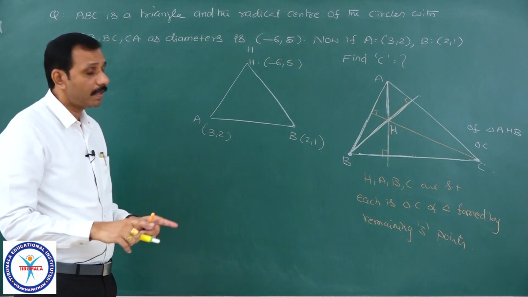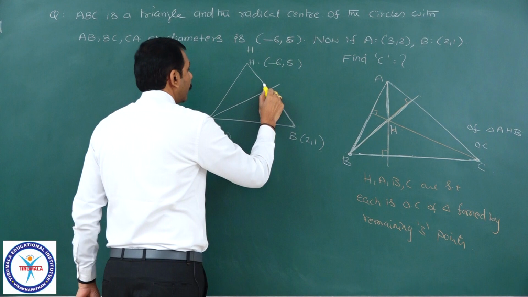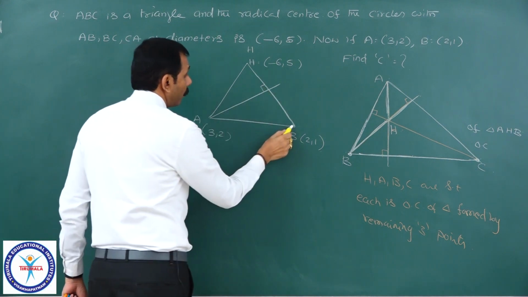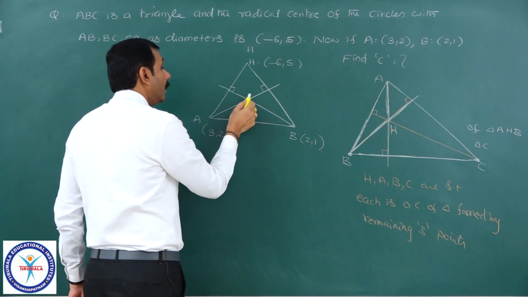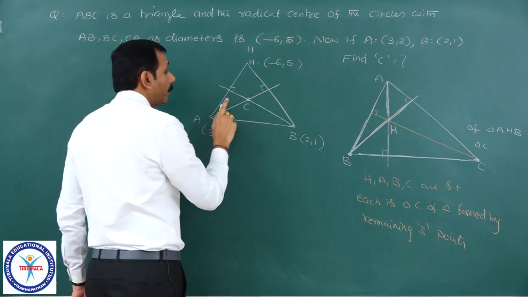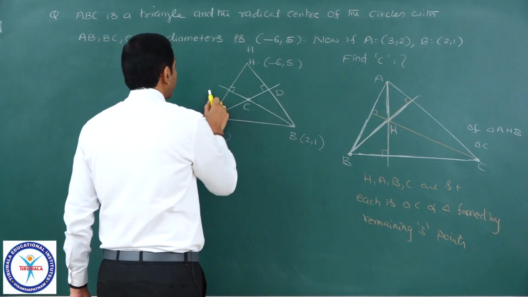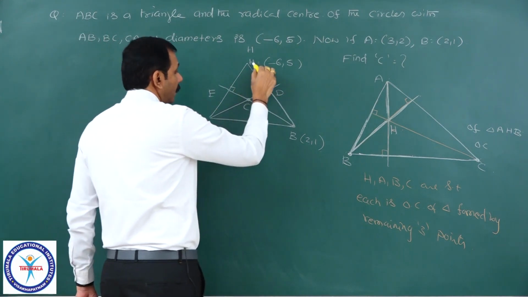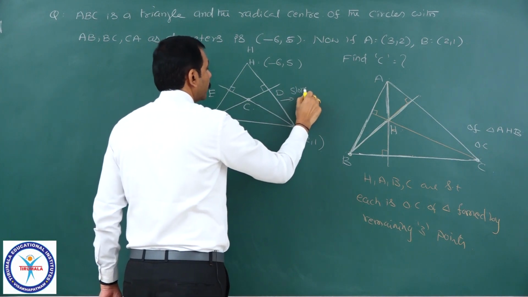Now, what is orthocenter? Intersection of altitudes. I will find one altitude here, and one more altitude through this one, and I will solve them to find the coordinates of C. It will become our C. Let it be, this is D and this is C. Now, what is the slope of HB? Slope of HB.